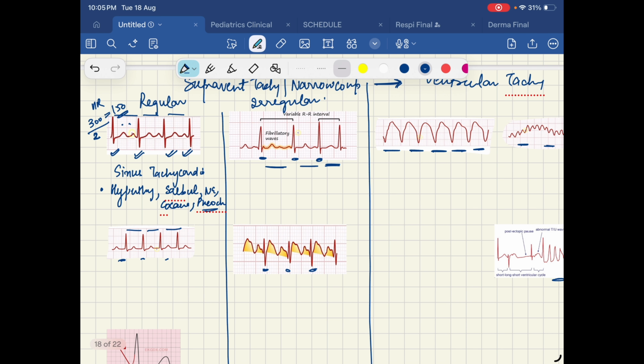Let's proceed with another one. See, in this ECG, can you see a little difference from the previous ECG? Can you make out that the P wave is absent? So in this ECG, you can only see the QRS and then the T wave.